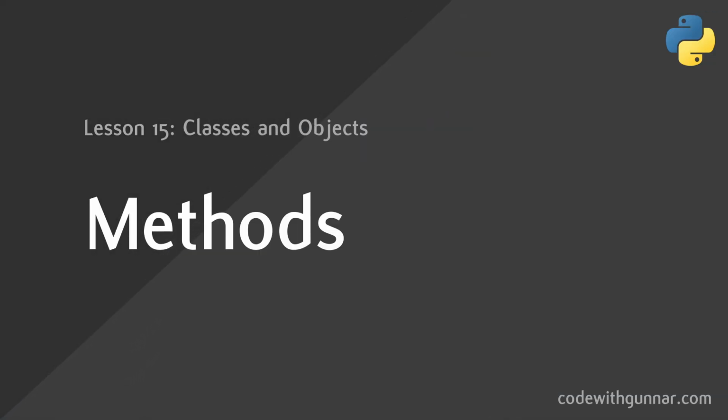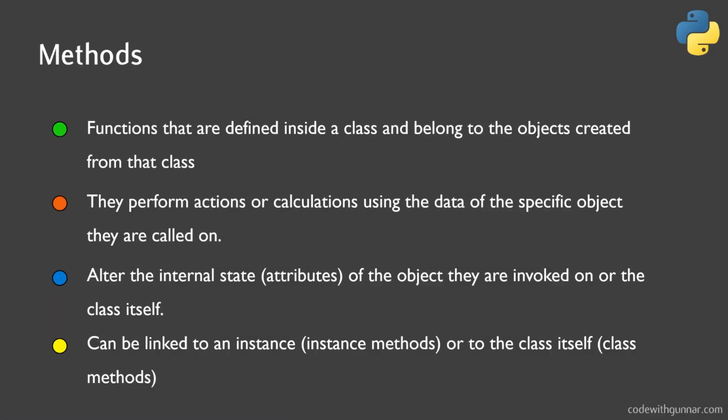Now, methods are functions that are associated with a class. Think of them as actions that objects of that class can perform. Just like how a dog can bark and a car can accelerate, objects in our code can have their own set of actions and behaviors. Just like attributes, we can have class and instance methods.